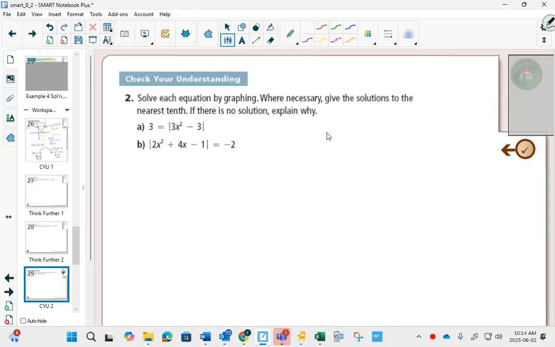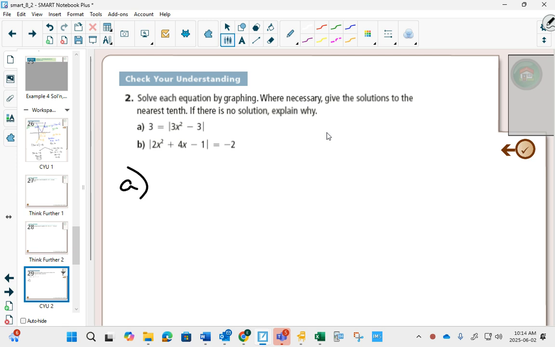Solve each equation by graphing. Where necessary, give solutions to the nearest tenth. Explain why. Okay, so this is going to tell us that this might have been a graphing calculator kind of question to solve. We're going to draw a sketch of it without our graphing calculator, and then we're going to find out if we need to have a graphing calculator to solve this.